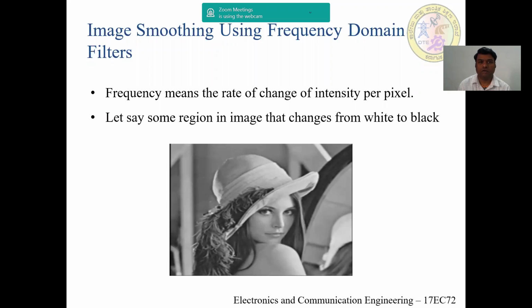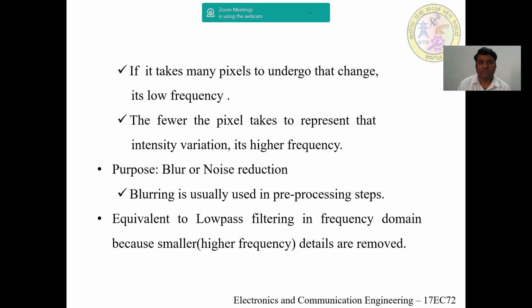Image smoothing using frequency domain filters. Smoothing is achieved in the frequency domain by attenuating high frequency components by applying low pass filters. The change in the frequency, that is the rate of change of intensity per pixel, let's say some region in the image that changes from white to black. If it takes many pixels to undergo that change, it's low frequency; the fewer the pixels it takes to represent that intensity variation, the higher it is.